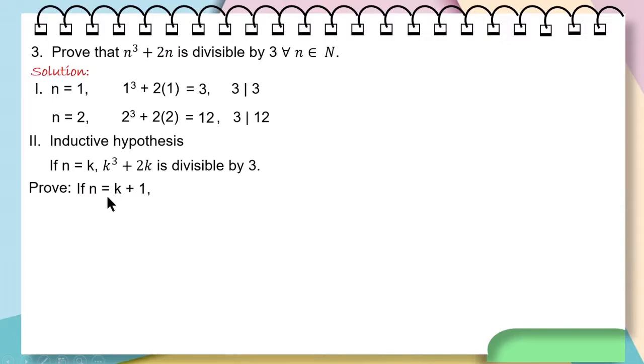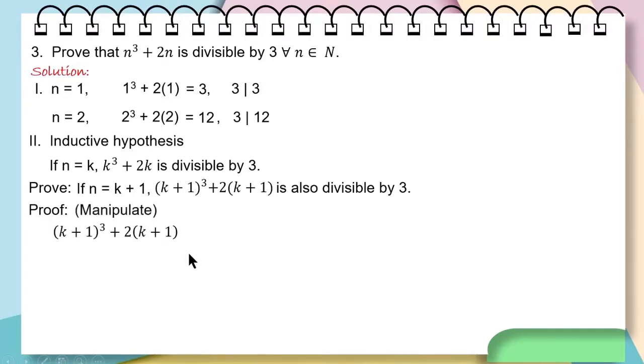If n is equal to k plus 1, then k plus 1 quantity cube plus 2 times k plus 1 is also divisible by 3. Here, we just replace k by k plus 1. Here's our proof. We copy this expression, then manipulate.